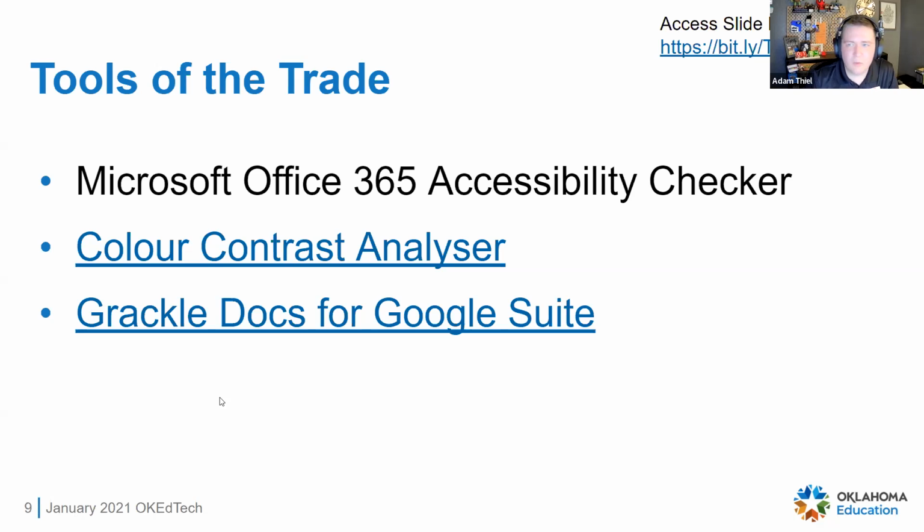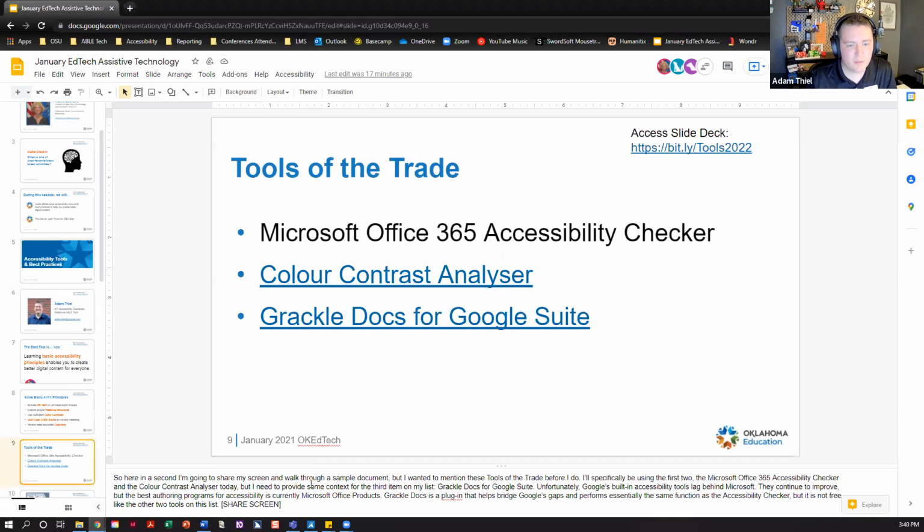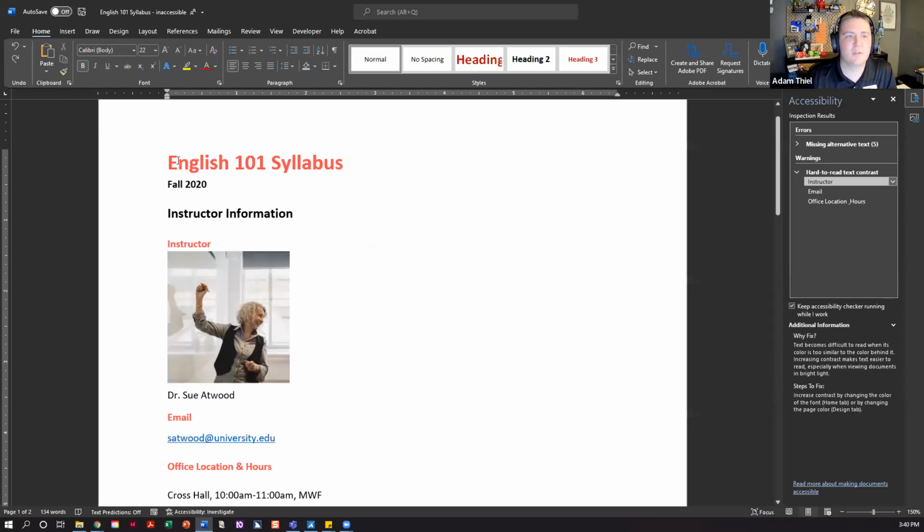What I want to do here is, I've got my screen shared, but I need to get out of this and pull up a sample document that I want to use as an example of how to use the accessibility checker and the color contrast analyzer. You should be seeing the English 101 syllabus document.